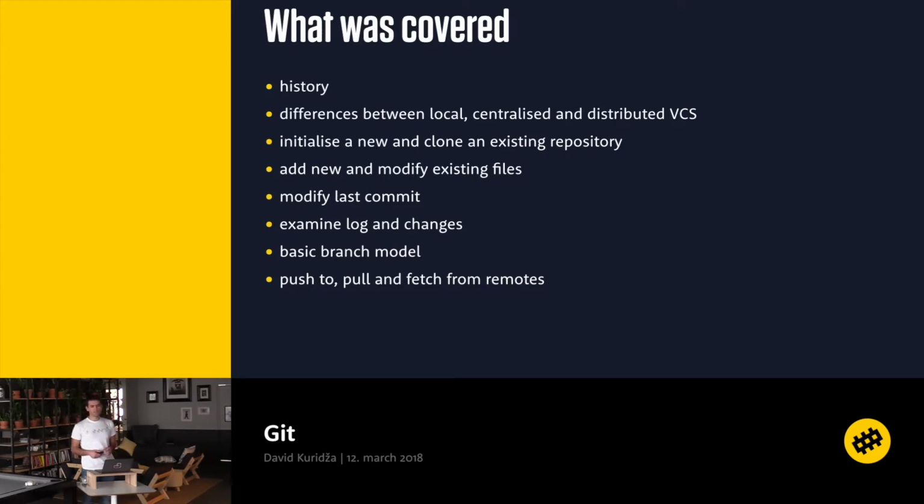We looked at the VCS history generations, and the differences between them. We looked at how Git is structured, what are a few of the internal things that Git handles, how to commit, how to modify a file, how to modify the commit itself. We briefly looked at the basic branching model. We also looked at remotes briefly, and that's pretty much it.